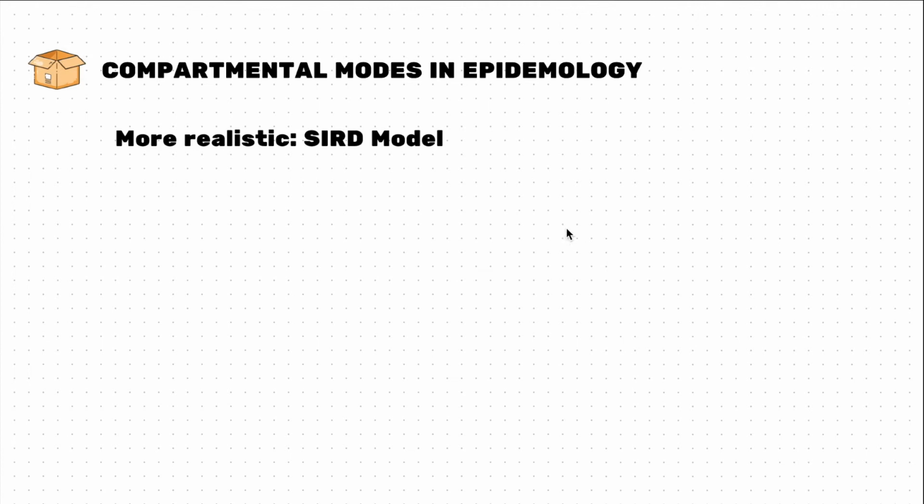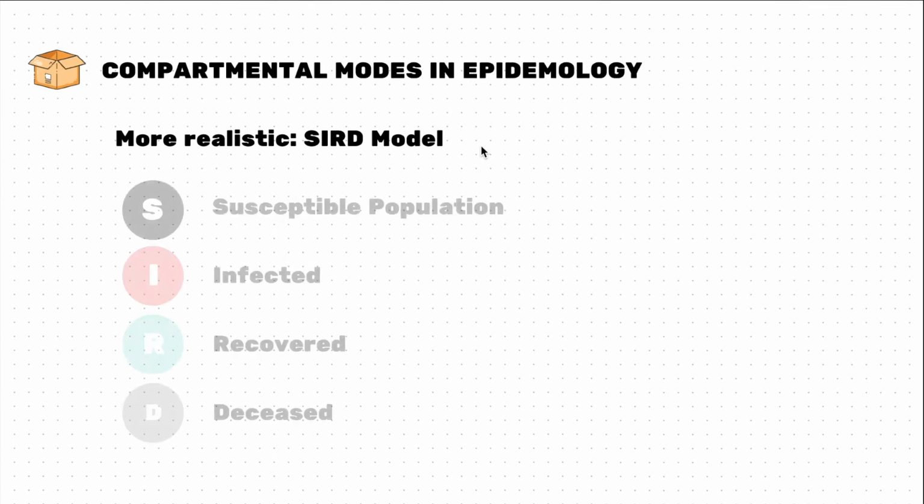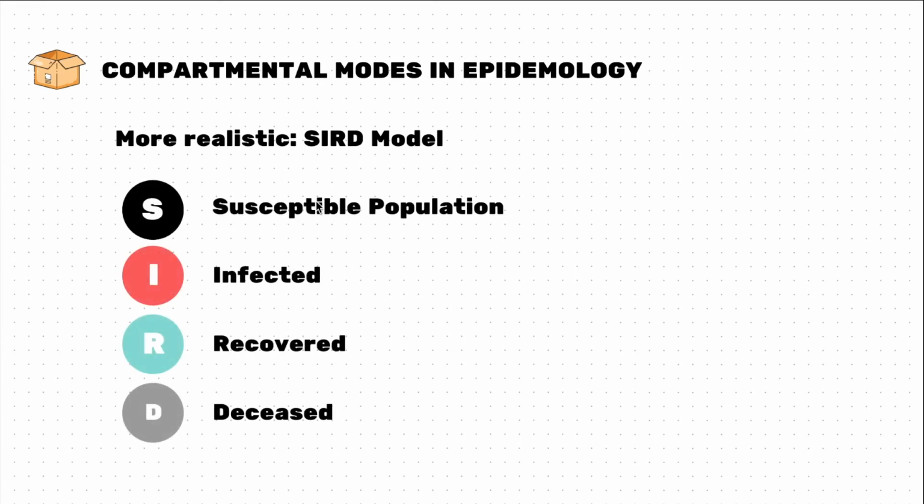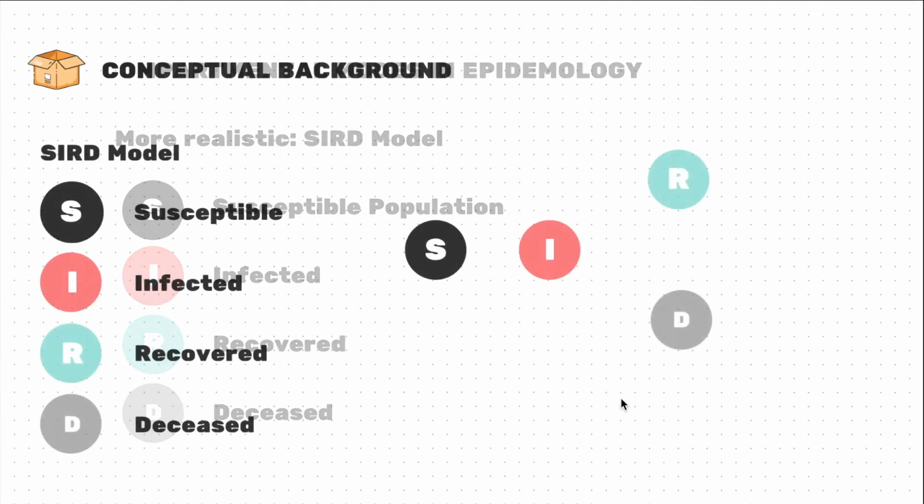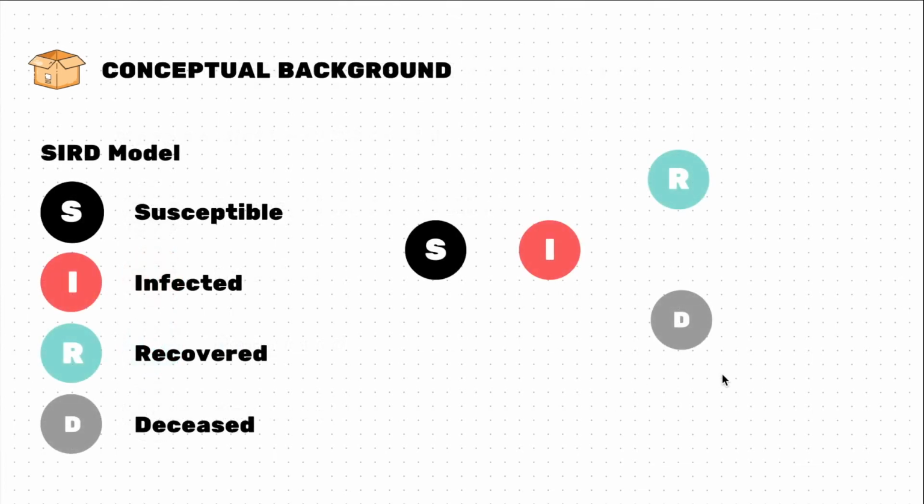However, this is different for the SIRD model. This model is more realistic in the case of the COVID-19 virus. In this case, we have 4 parameters: S for the susceptible population, I for the infected, R for recovered, and D for the deceased who died. So how is the interconnection between these 4 parameters?